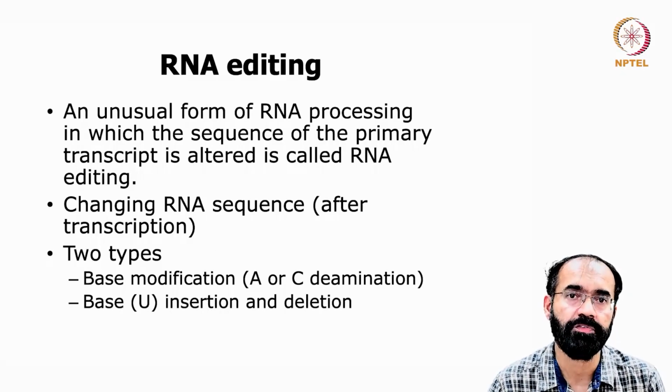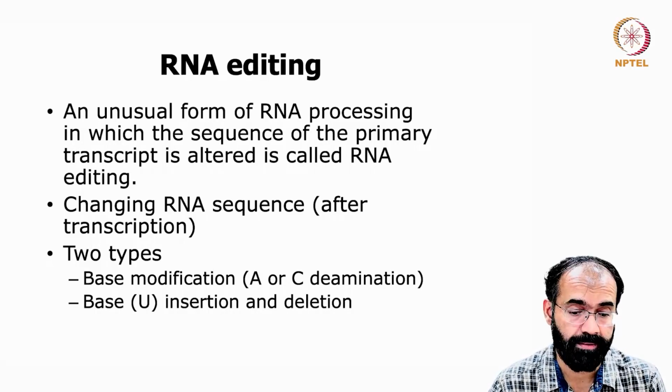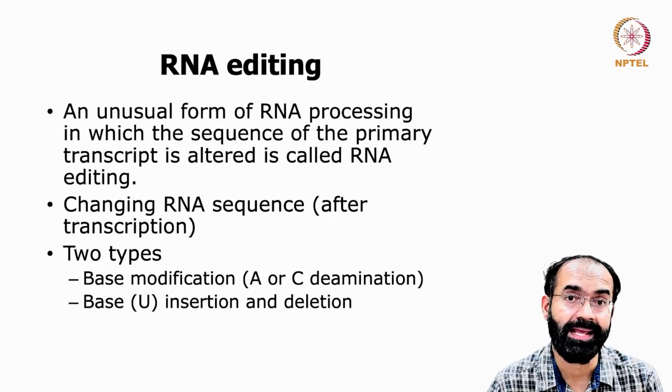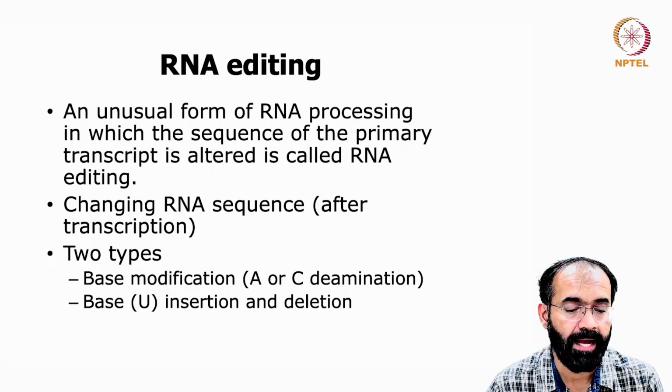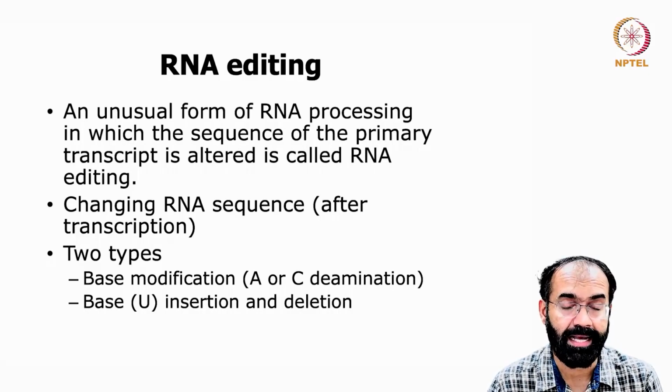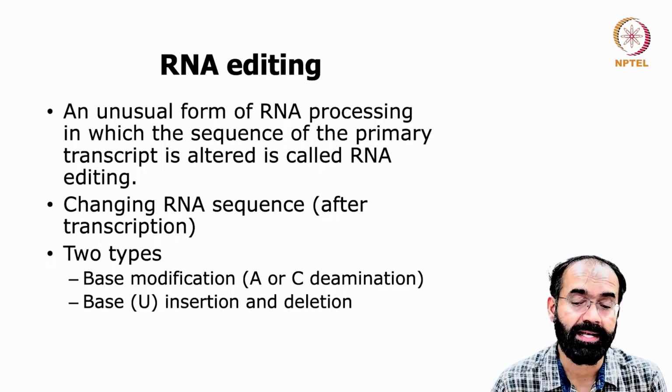There are two types of editing. One is base modification, A or C, the deamination, and another is U insertion or deletion. So A is adenine, C is cytosine, and they can undergo a deamination event, changing into another base. And then comes the uridine; the uracil nucleotide can be inserted or it can be removed. So these are, in simplistic form, the two types of RNA editing.